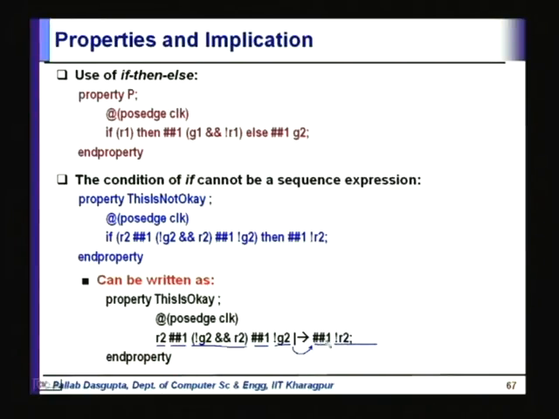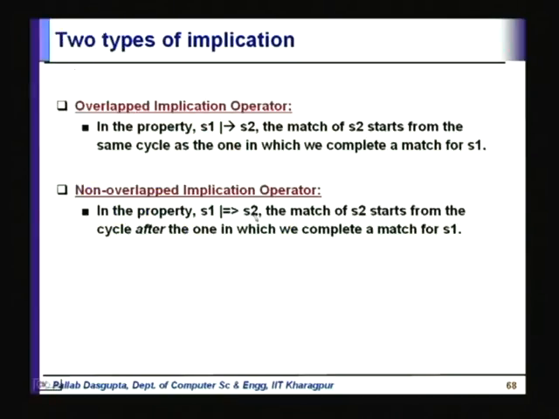If you did not give this hash #1, it would have meant that wherever this one had matched, you would have checked not R2 there. But if you use the non-overlapped implication operator, see, this is overlapped and non-overlapped, the name itself is indicative of the meaning. This says that the match for S2 will start in the cycle after the match of S1, one cycle after.